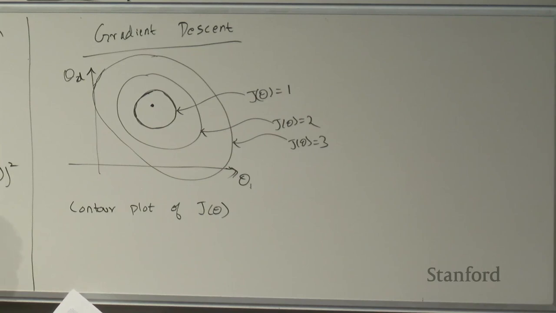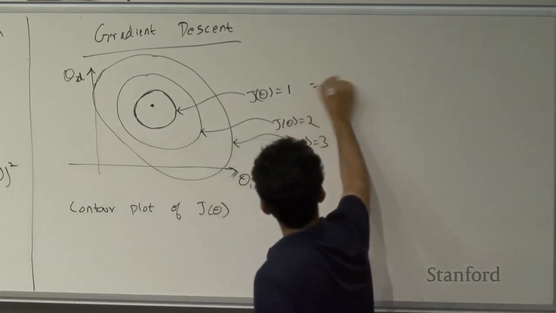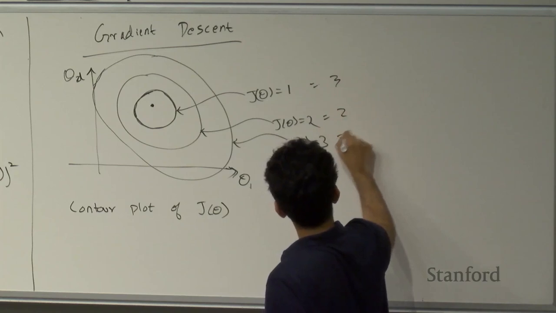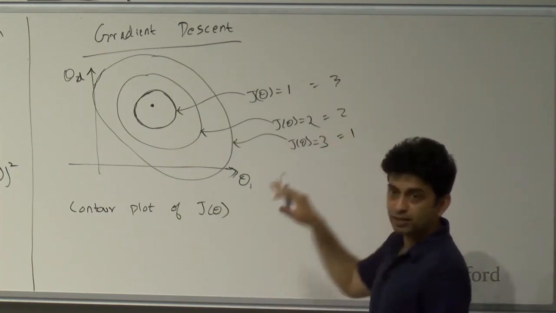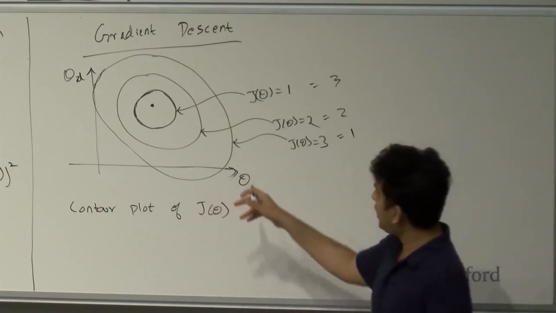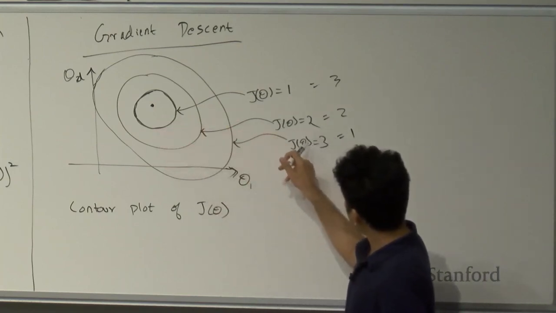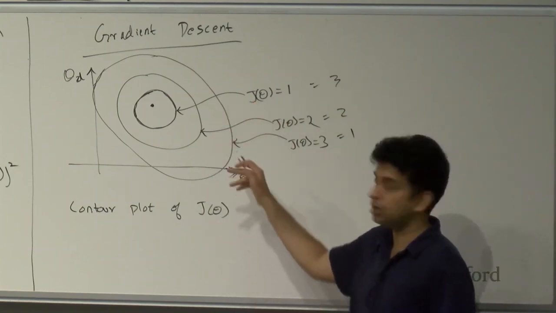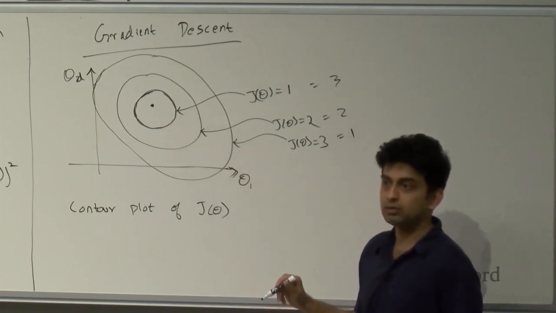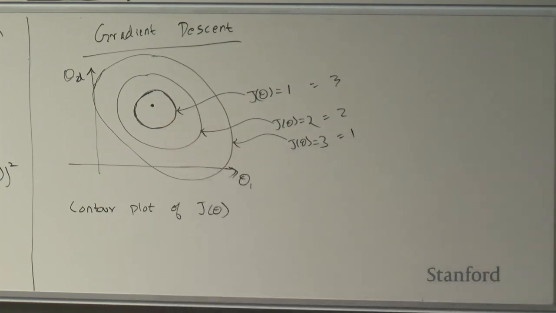So the question is, can we also not think of this as dome shaped? This would also be the contour plot of a dome shaped function if the values were the other way. This is 3, this is 2, this is 1. Then for these values of J of theta, this would be a dome shape, right? Now, as we get closer to the center, the value J of theta evaluates to becomes smaller and smaller. So it comes down as we move to the center. Good question.